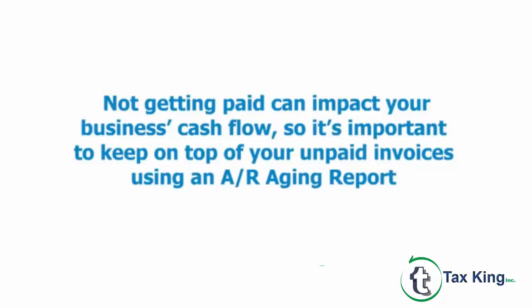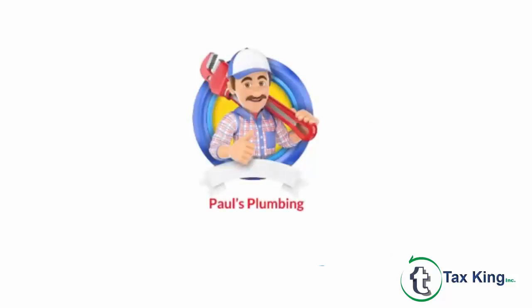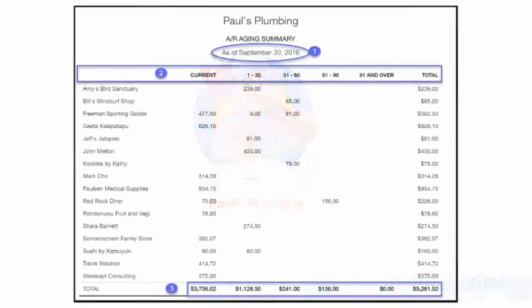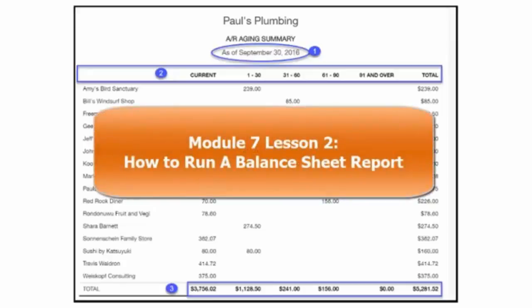To help demonstrate the components of the AR Aging Report, we will take a look at the AR Aging Report for a fictitious company. Find the AR Aging Summary Report as of September 30th, 2016 for Paul's Plumbing. Similar to the balance sheet report, this report is as of a specific date. Click here to watch our video tutorial on how to run a balance sheet report.